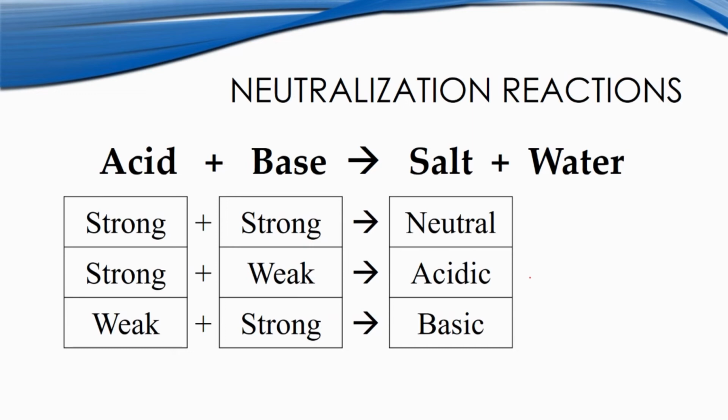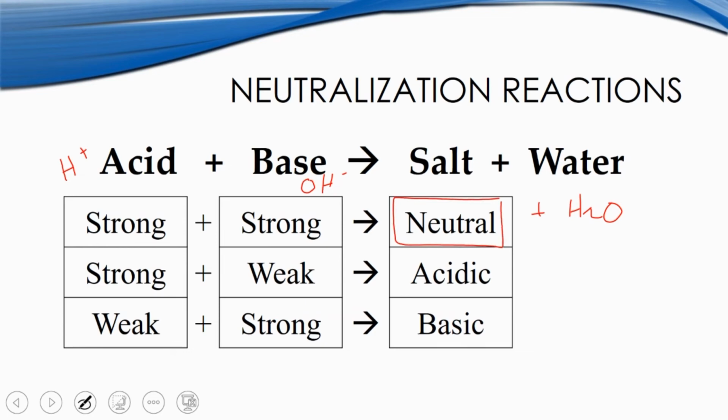If we have an acid that is strong and we react it with a strong base, that means that all of the hydrogen ions dissociated, so they're free, and all of the hydroxide ions dissociated, so they're also free. They're going to bond together and form water, right? And the salt that is left over is not going to have an effect on the pH of that water. Therefore, the salt becomes neutral.